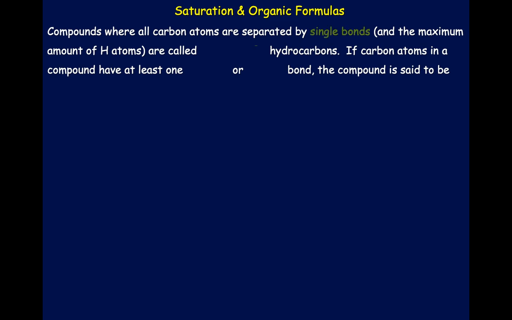When carbon compounds are separated by only single bonds, then we can put the maximum amount of hydrogens around those carbon atoms. So we're going to call that something that's saturated. When you have all single bonds and those carbons are filled up with hydrogens on each one of their single bonds, then we're going to call that a saturated hydrocarbon. If carbon atoms in a compound have at least one double or triple bond, then we have an unsaturated carbon compound. So we're going to have to just watch what that is.